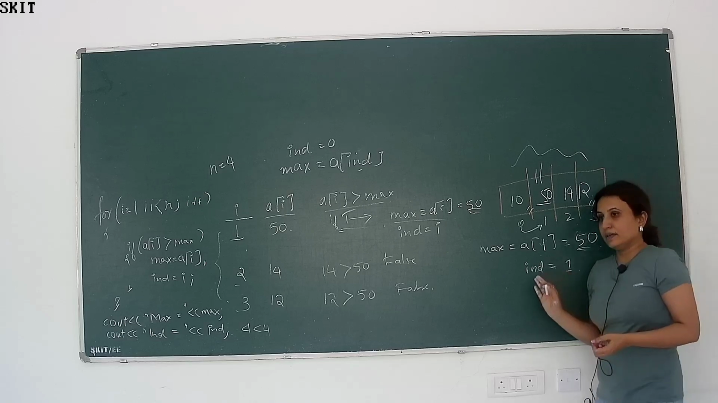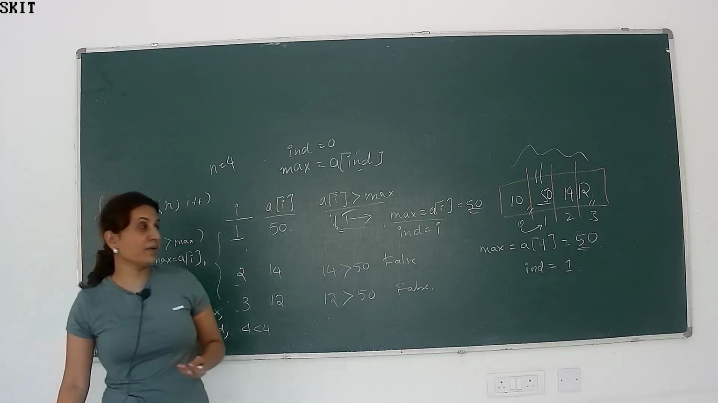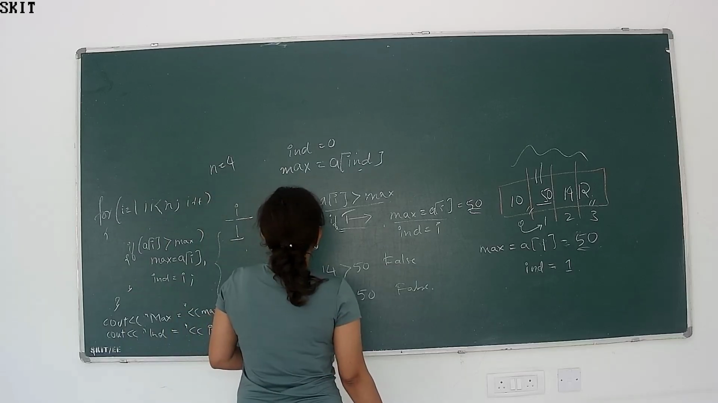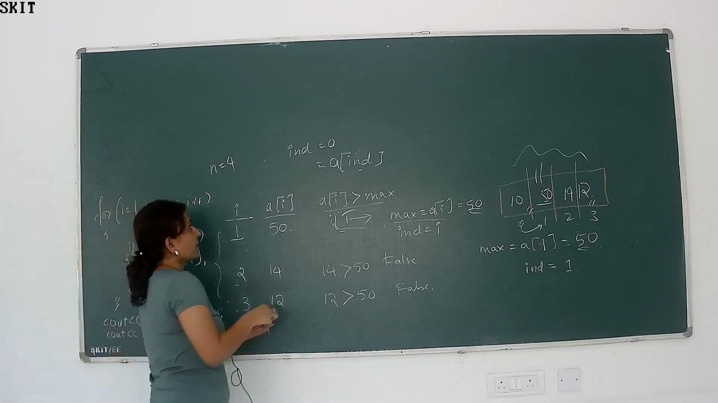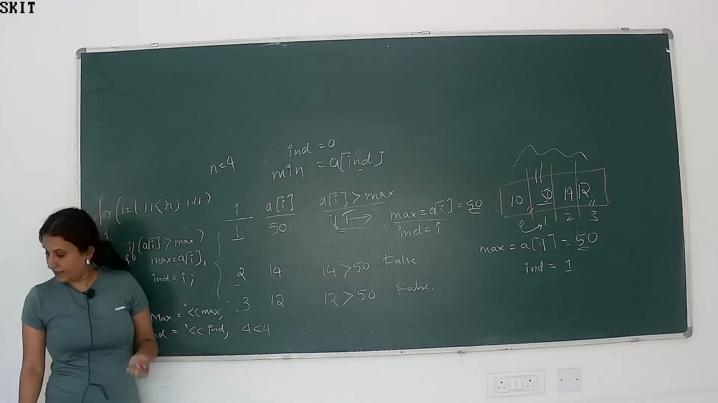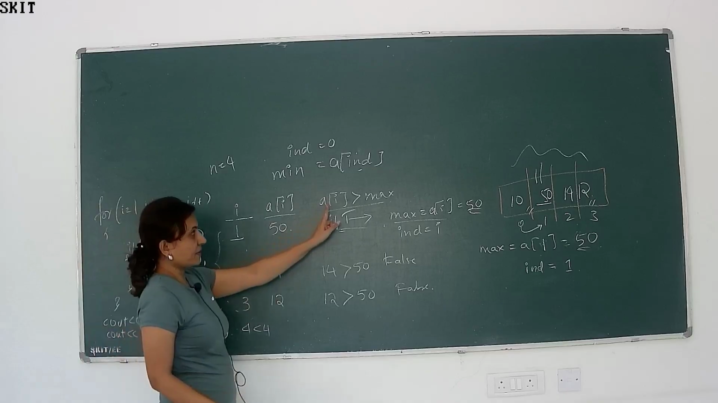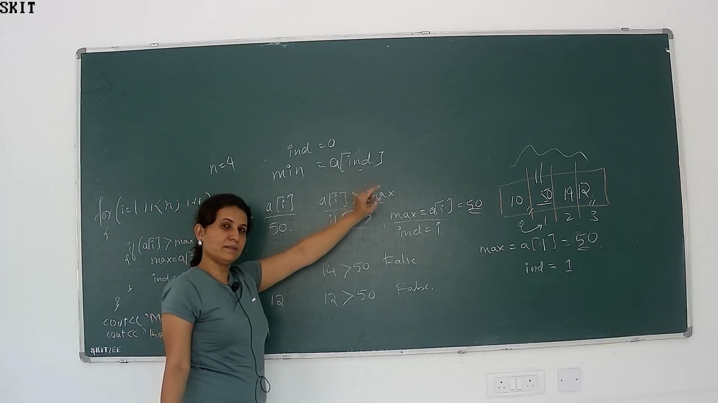Now imagine they are asking you minimum. Instead of max, they are asking you minimum. Okay, what you will do? Here, instead of max, you are going to take it as minimum. Now, instead of giving this condition, a of I is greater than max, I will give a of I is less than minimum. Okay.